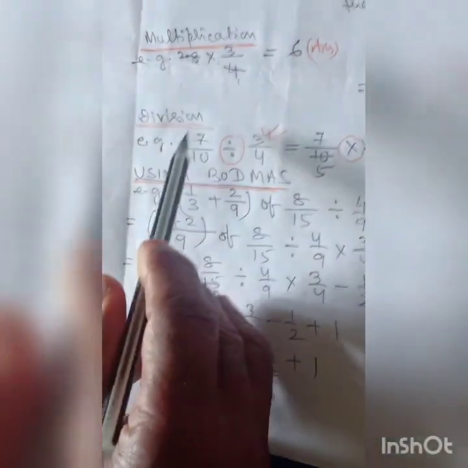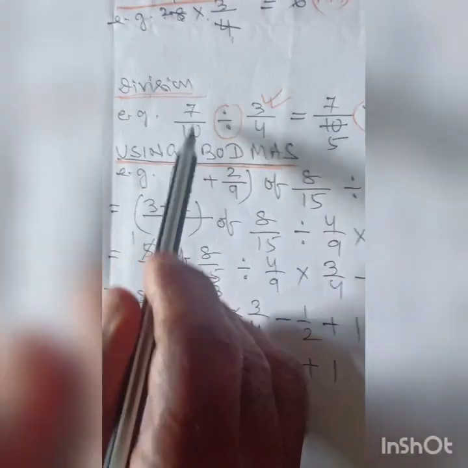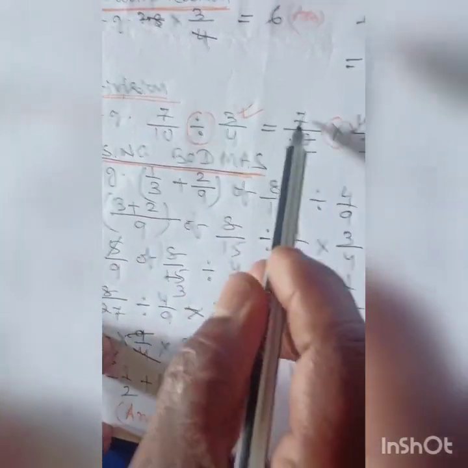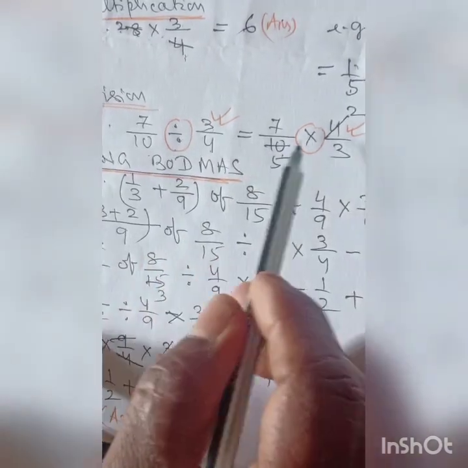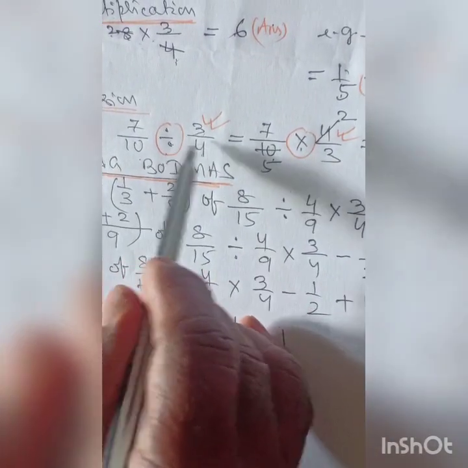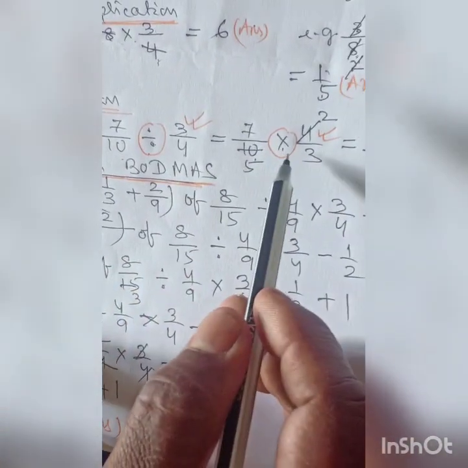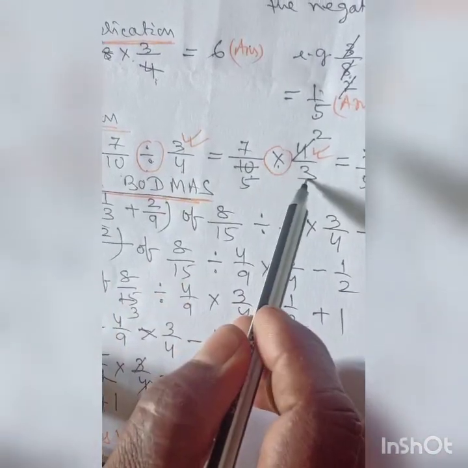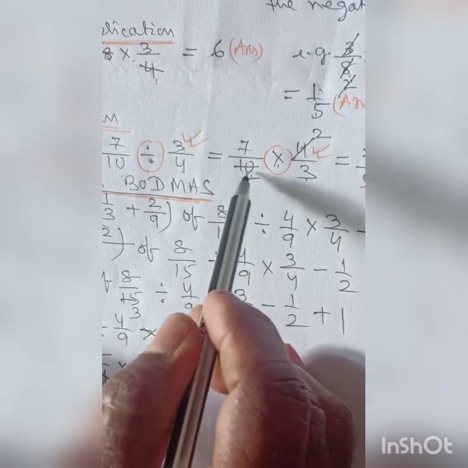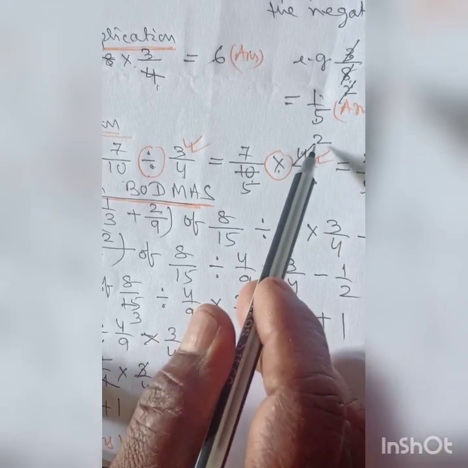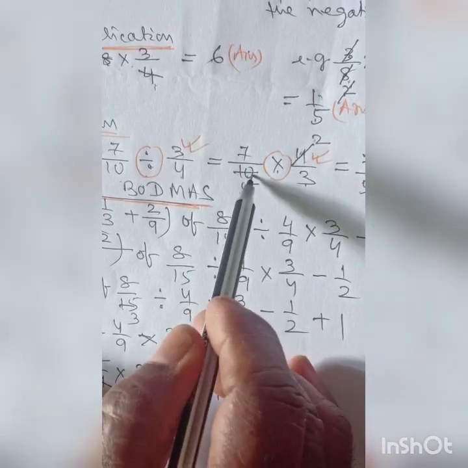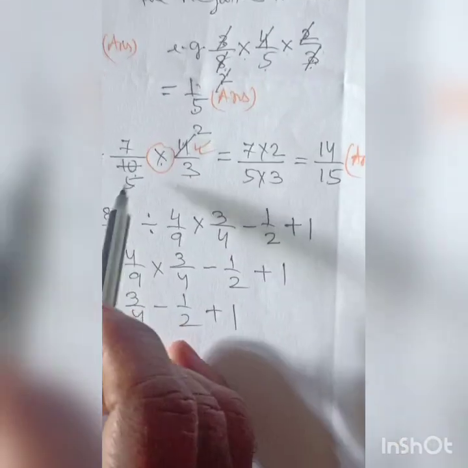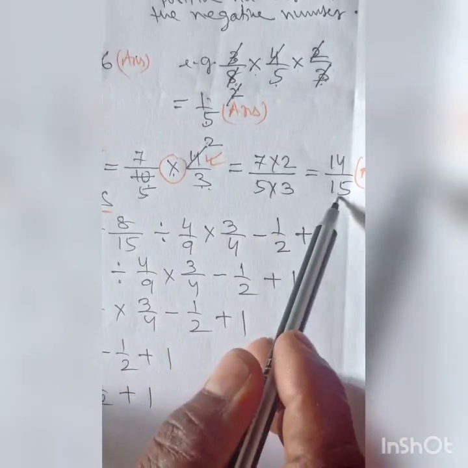The next is division. For example, 7/10 divided by 3/4 equals 7/10. Now the division sign will become multiplication, and the fraction after the division sign will be reciprocal. That is, the numerator will be the denominator, and the denominator will be the numerator. Now reduce. 4 and 10 can be reduced. The common factor is 2. 2 twos are 4, 2 fives are 10. Now 7 multiplied by 2 equals 14. 5 multiplied by 3 equals 15.